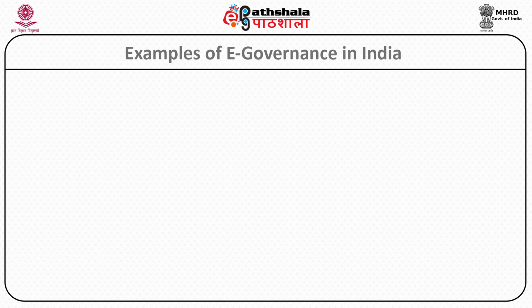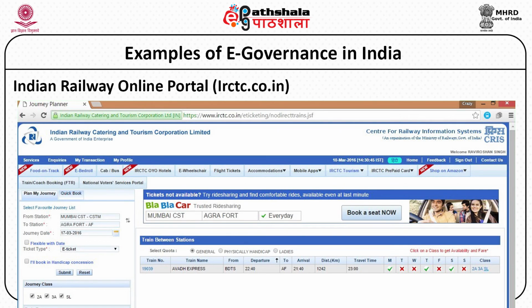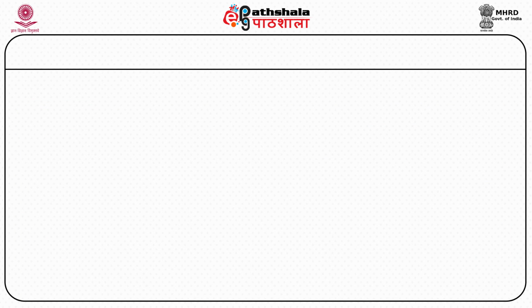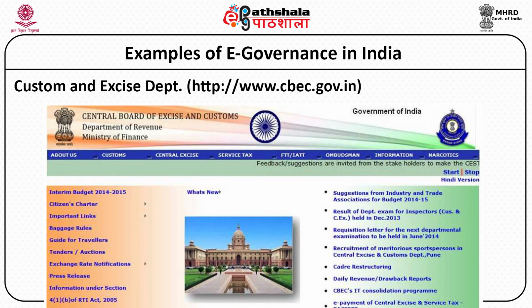Examples of e-governance in India. Now, the following slides will just give you information of various services provided by the Government of India. These include the Indian Railway Online Portal, irctc.co.in, with the help of which you can book tickets on the Indian Railways, cancel your tickets, and plan your journey. The second slide is that of the Customs and Excise Department of the Government of India. You can download forms, you can ask questions, you can even pay your taxes online through these websites.